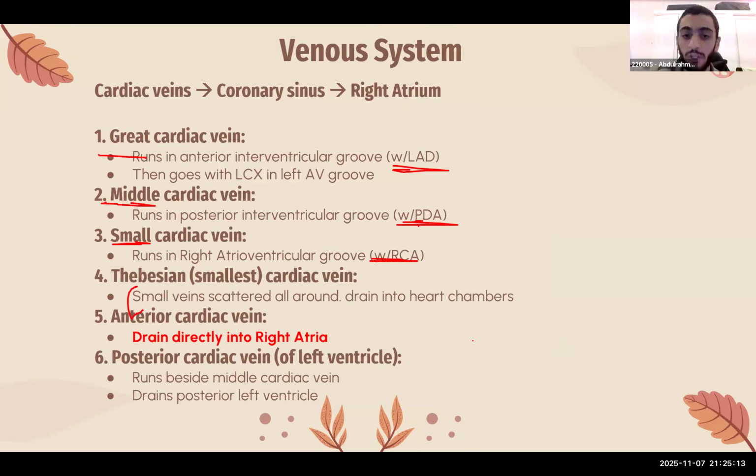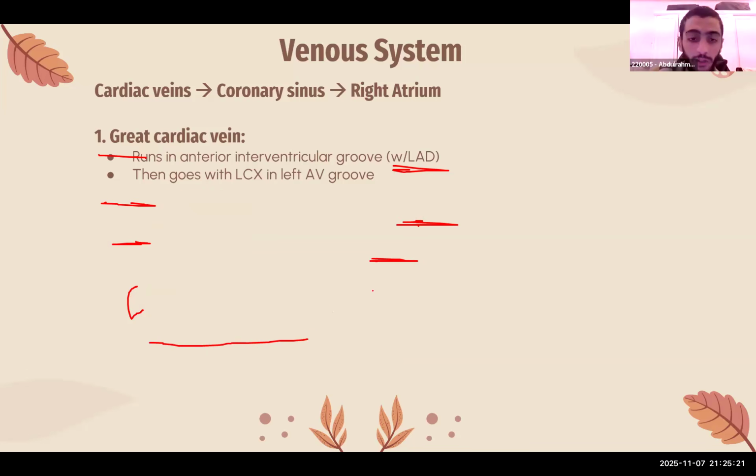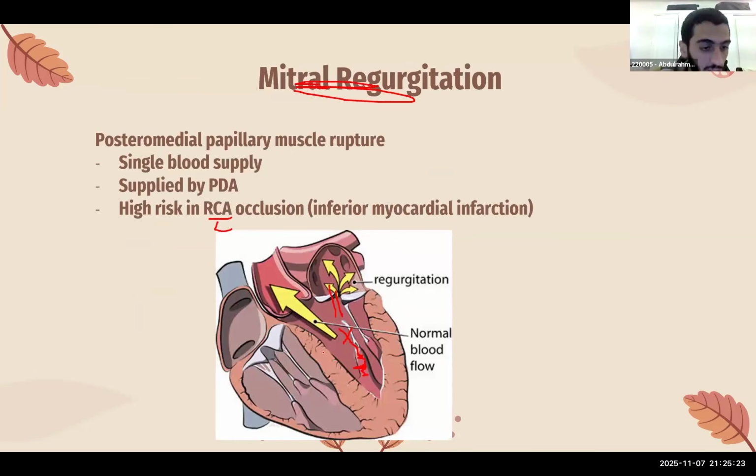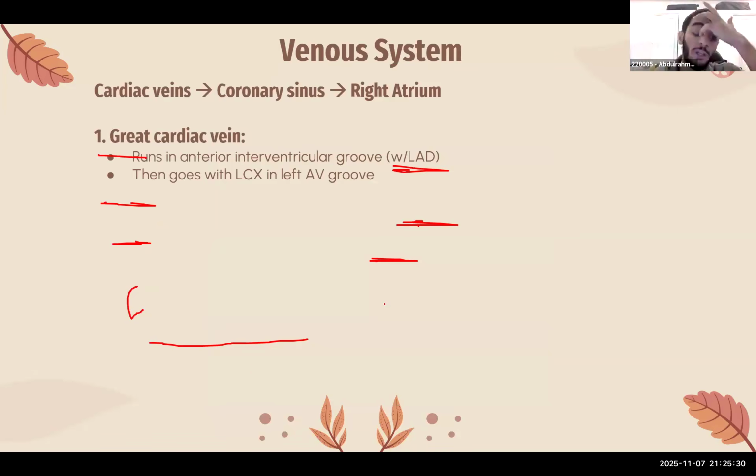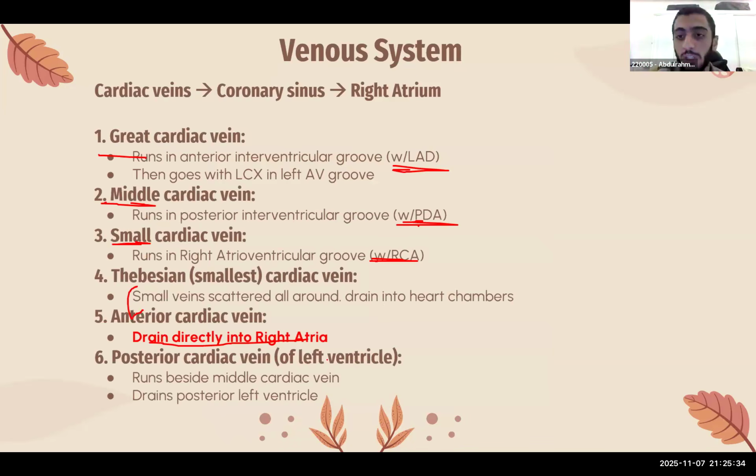They don't go to the coronary sinus. The anterior cardiac vein is really important because it also drains directly into the right atrium. It does not go to the coronary sinus. You can see it right here. So it's opening directly into the right atrium. And then you also have the posterior cardiac vein, which doesn't really have anything special to it. It's just another vein that goes to the coronary sinus, just like the other veins. It just drains the left ventricle.